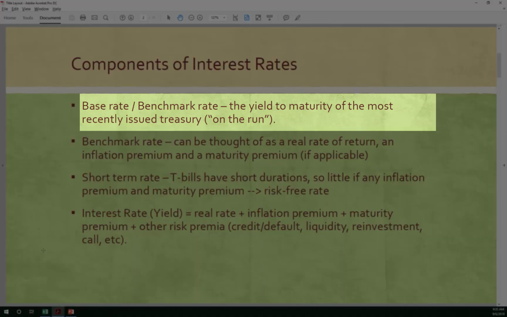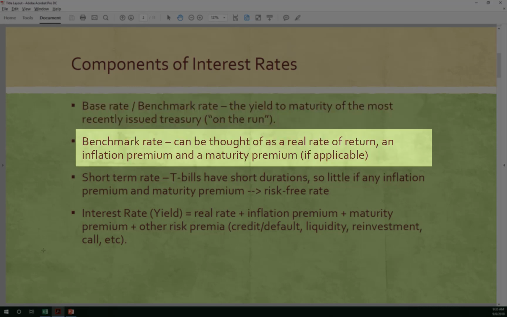So first we're going to start with the base rate, also called the benchmark rate. And that's just going to be the yield to maturity of the most recently issued Treasury security for a particular maturity. And that most recently issued refers to this idea of on the run. So something that's been the most recently issued security is on the run. It's going to have the most liquidity. If it is not the most recently issued, it's going to be called off the run, and it's no longer part of our benchmark rate.